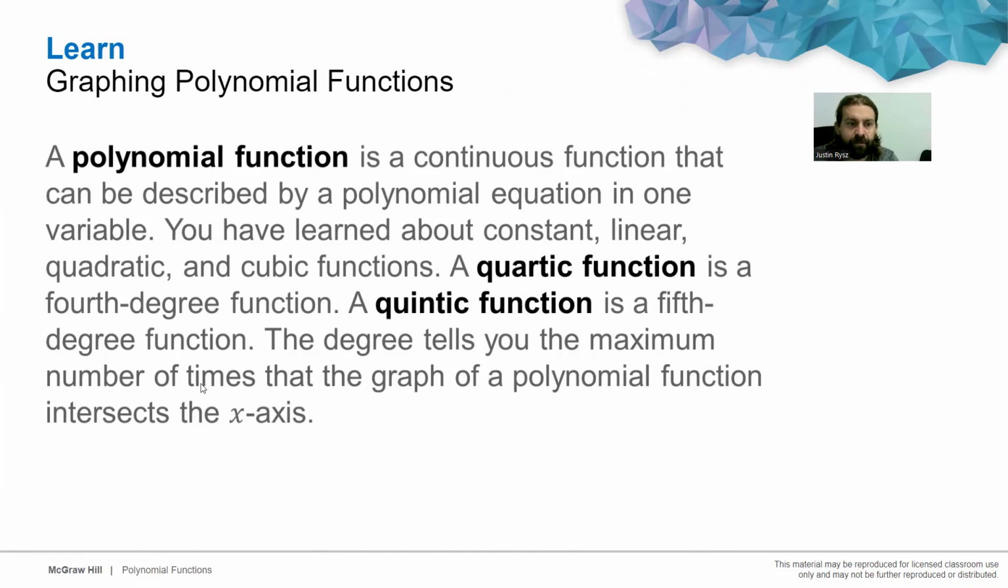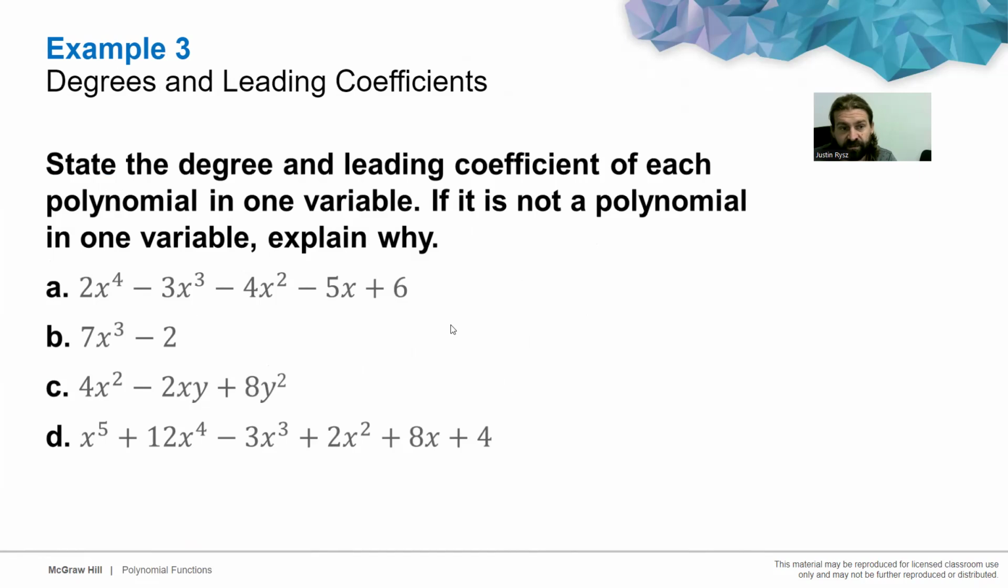Now, that will tell us the maximum number of times the graph of the polynomial intersects the x-axis. Okay, so one thing is we can figure out how many roots or how many intersection points we could have just by the degree. Now, they might be real or imaginary or multiple, but they go through.